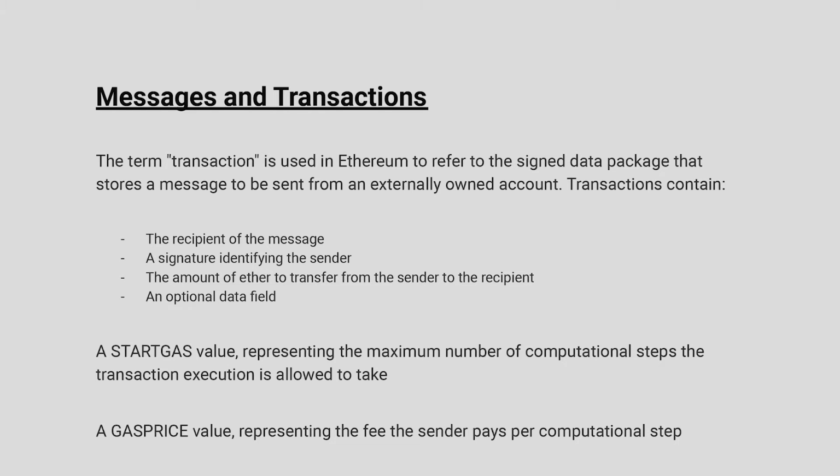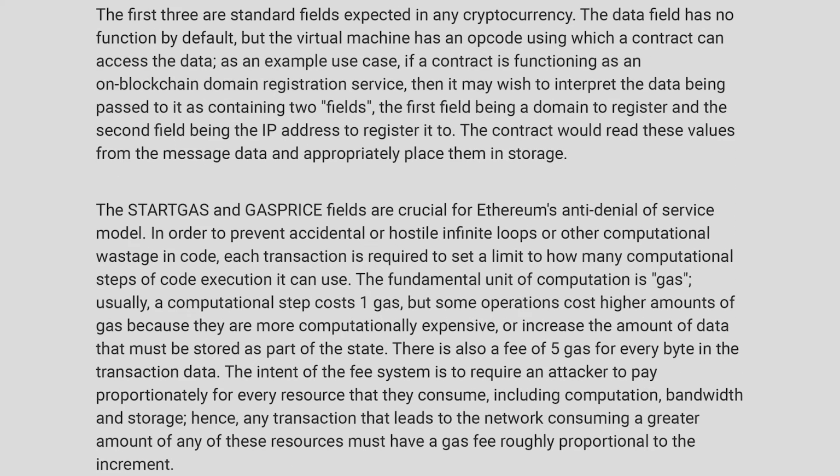Messages and transactions. The term transaction is used in Ethereum to refer to the signed data package that stores a message to be sent from an externally owned account. Transactions contain a recipient of the message, a signature identifying the sender, the amount of Ether to transfer from the sender to the recipient, an optional data field, a start gas value, representing the maximum number of computational steps the transaction execution is allowed to take, and a gas price value, representing the fee the sender pays per computational step. The first 3 are standard fields expected in any cryptocurrency.